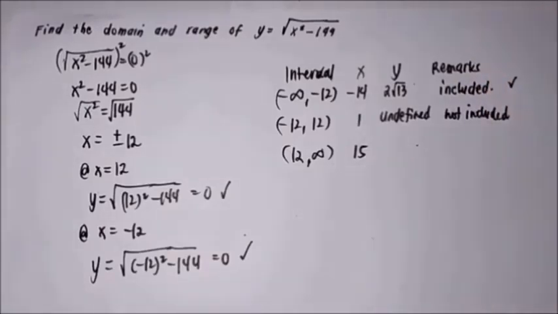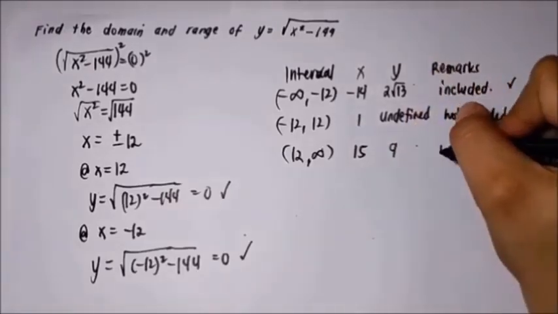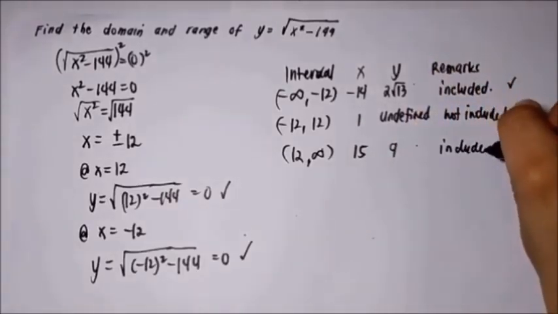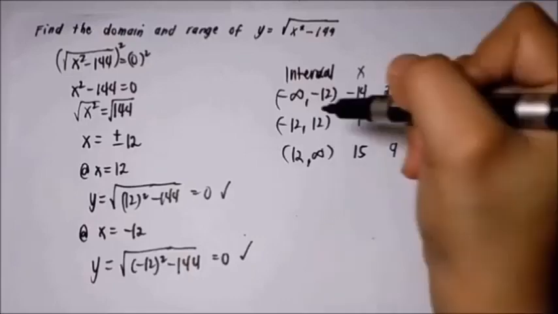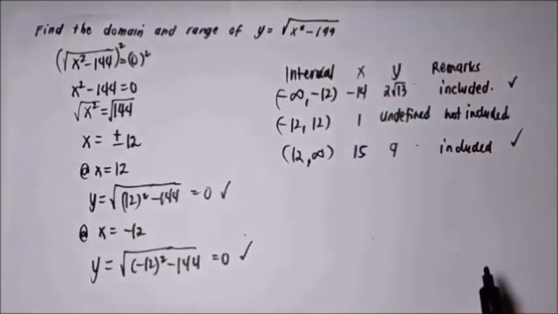And then another one would be 12 to positive infinity. So we will be using 15. So we have positive 9. So this interval is included. So with that, we have two intervals.